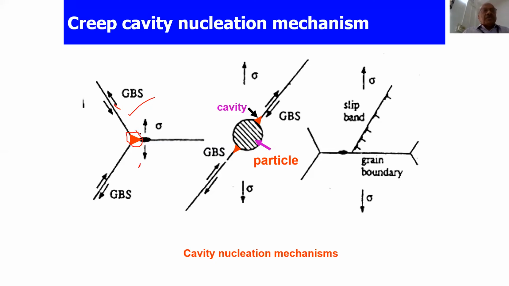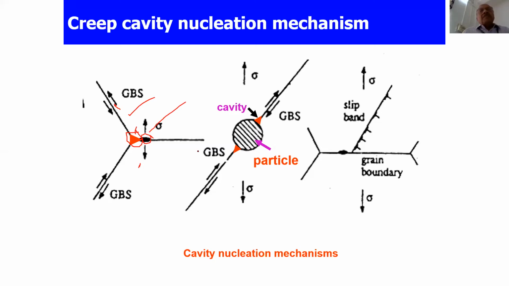That is called the triple point. So under the action of this stress concentration, a cavity starts developing. And then vacancies start flowing into it. You are talking about high temperature, so the concentration of vacancies is large, so vacancies will flow into it. And as a result of that, the cavity will start growing.